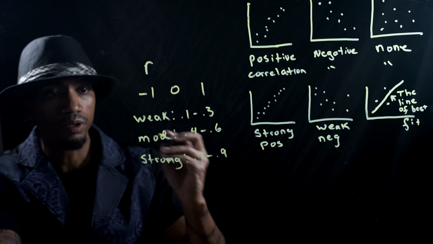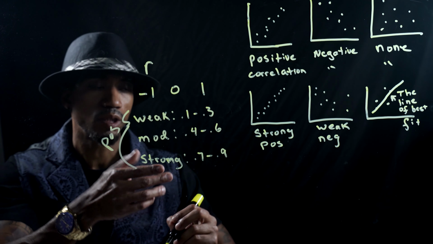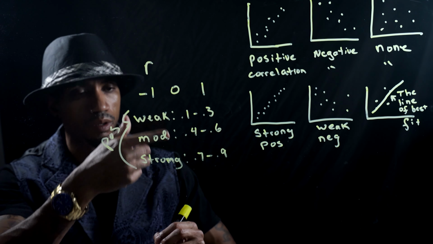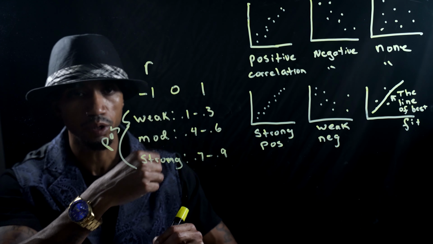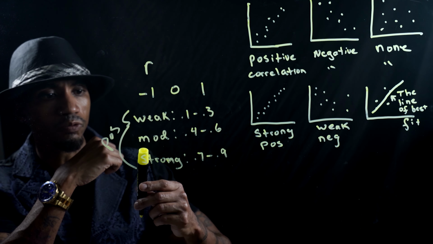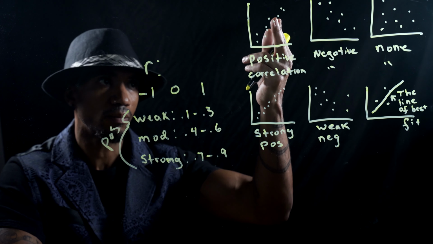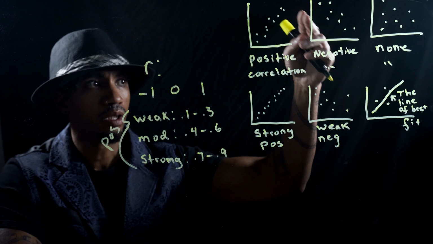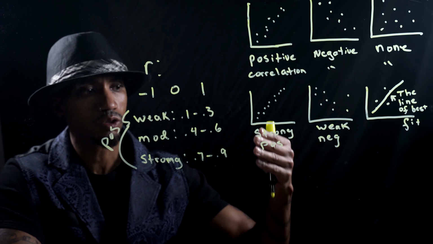Okay, so this is if it's positive. The same thing is true if it was negative. You just make it the opposite. So if it was negative and weak, it would be -0.1 to -0.3, and so forth. So that's the breakdown of what positive correlation looks like, negative correlation, no correlation at all, and then we have the strength.